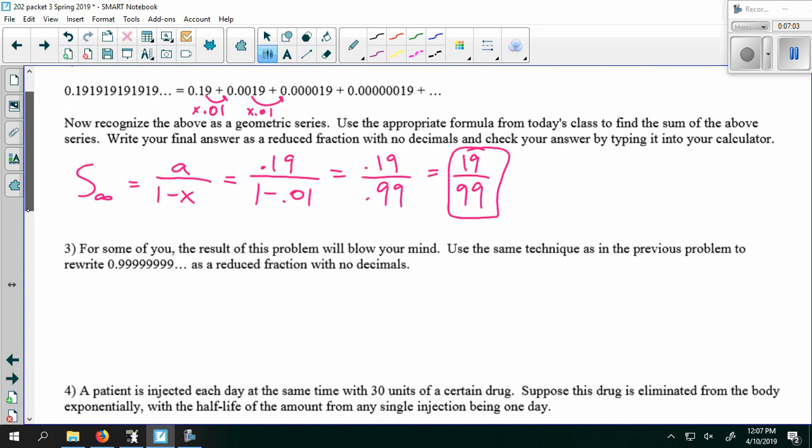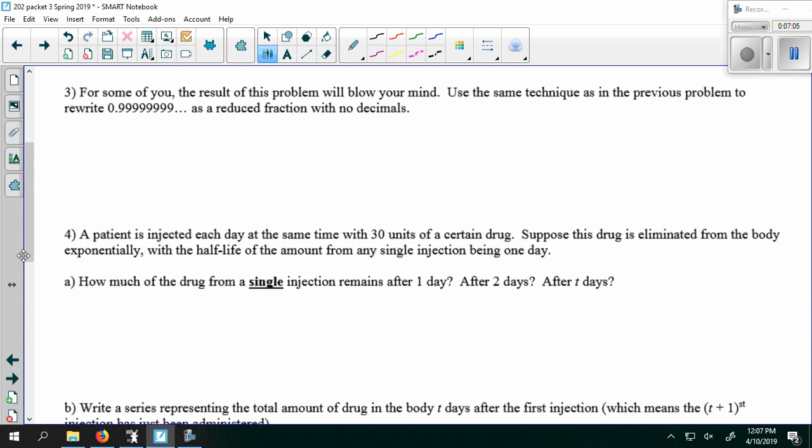We can use this same approach to figure out the fraction that 0.9 repeating forever represents. So 0.9 repeating forever could be 0.9 plus 0.09 plus 0.009 plus 0.0009 plus dot, dot, dot. So I have a constant multiplier. I'm multiplying by 0.1. That moves the decimal point 1 to the left. So 0.9 times 0.1 is 0.09, times 0.1 is 0.009, etc.